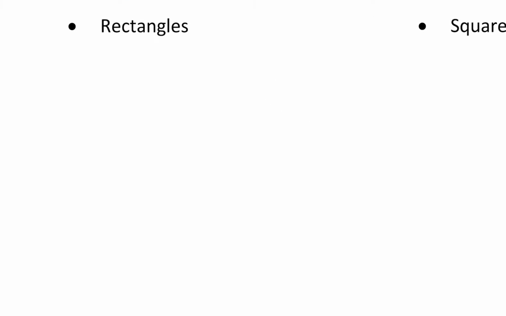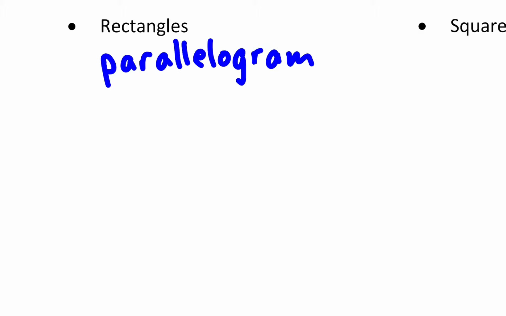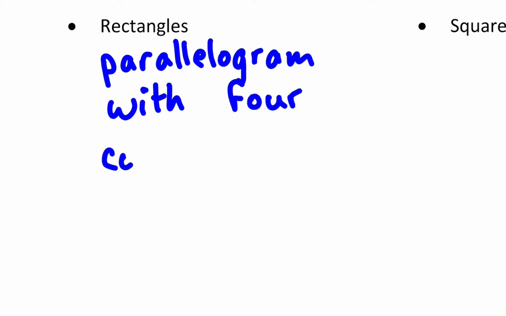So for rectangles, the characteristics: it's a parallelogram, so that means that it has two pairs of parallel sides, and it has four congruent angles. So it's a parallelogram with four congruent angles.